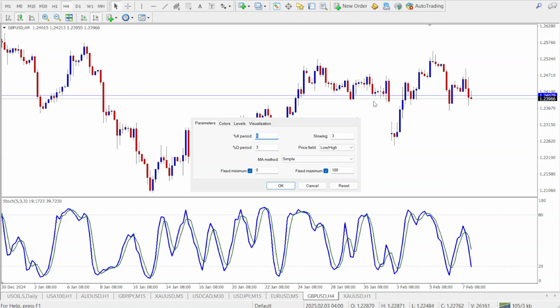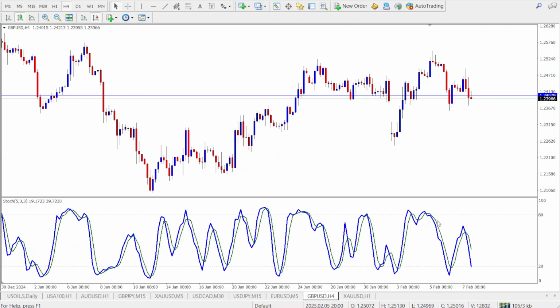So the key levels to watch are the 80 level. Above 80 means overbought, signaling potential reversal to the downside. Then below 20 signals oversold, meaning that you could have a potential reversal to the upside, okay? Then crossovers between the percentage K and the percentage D lines give trade signals. Now that you know how it works, let's look at the best settings for this indicator.